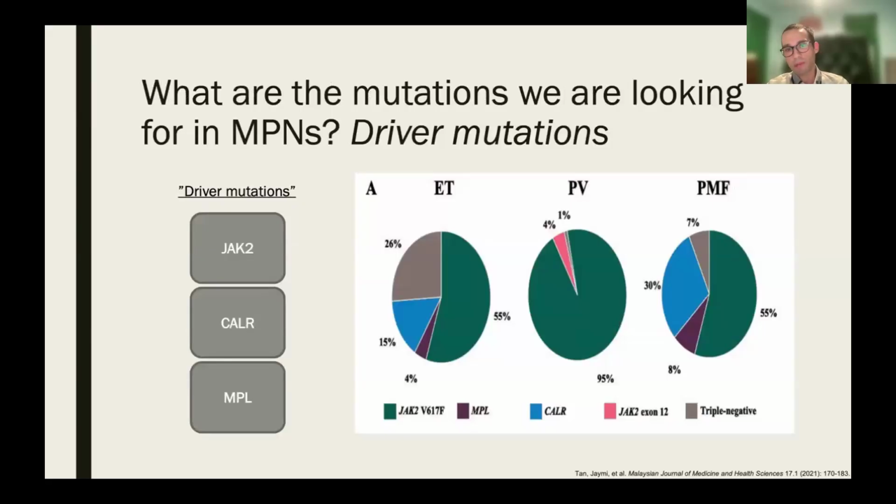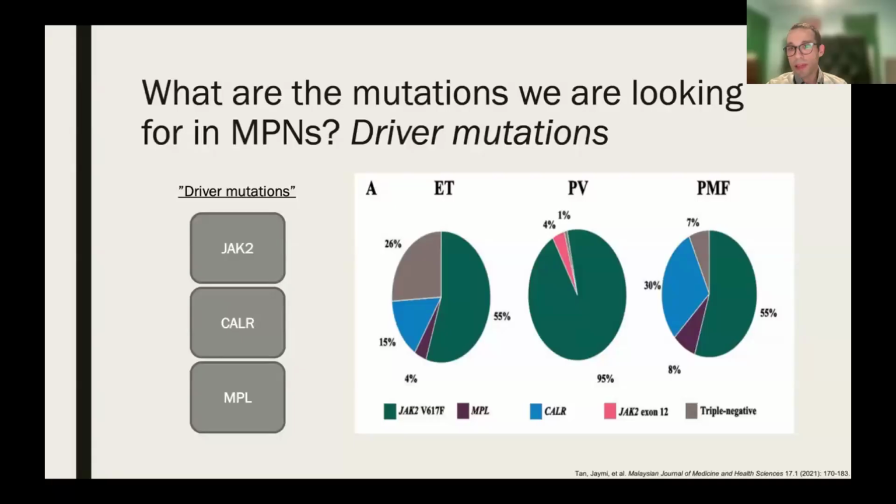But let's move on to what we're talking about here in terms of driver versus co-mutations. So when we are talking about MPNs, we are talking about mutations in two buckets, right? We have driver mutations, and these refer to the canonical driver mutations of JAK2, CALR, or MPL. We call these driver mutations because these mutations are sufficient by themselves to cause an MPN, and their presence or absence can really define what the MPN looks like and how it acts.